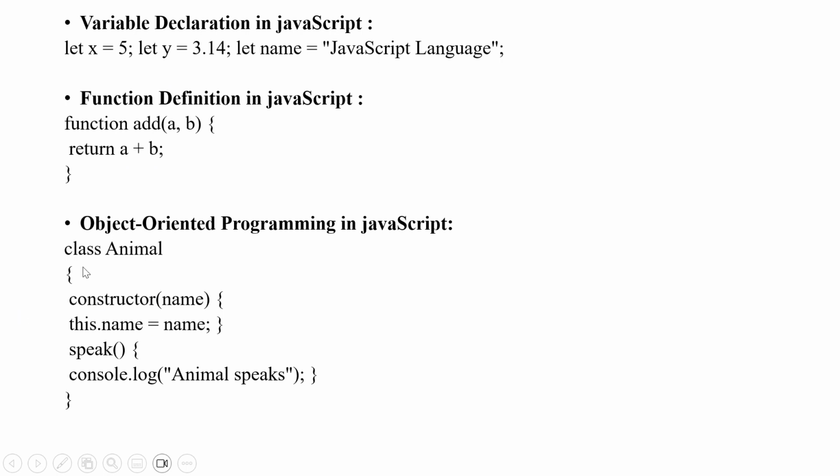We need to write a set of things: constructor name, and this.name, where we write the same name over here. The name is equal to the given name, and speak with console.log animal speak. So we will get the output as animal speak.